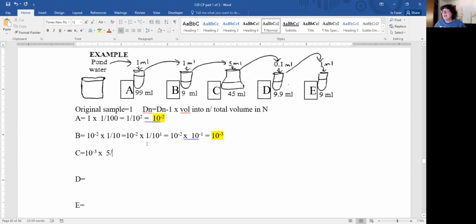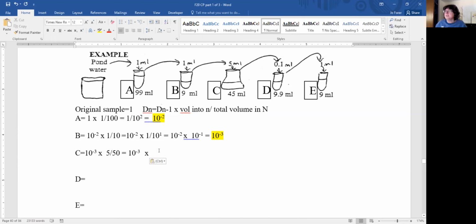We then divide by the total volume in this container. It had 45 milliliters of sterile liquid. We're adding 5 more. So that gives us a total volume of 50 milliliters in container C once we've added the new stuff. Okay, so once again, we've got 10 to the negative 3. I'm going to carry that forward, but I want to work on that 5 over 50 fraction.